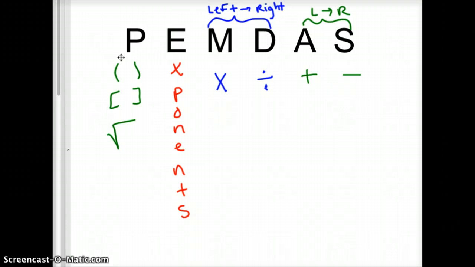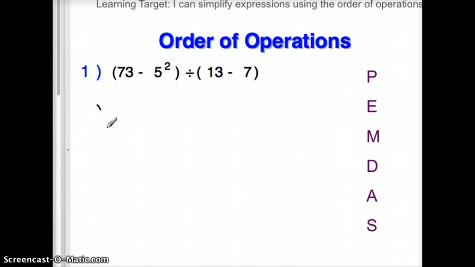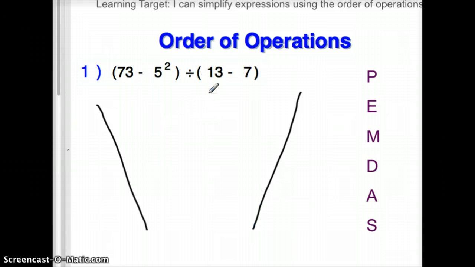So that's PEMDAS. Now that we remember what it is, let's actually do a problem, okay? Order of operations. Here's one thing that I like to remember. When I do order of operations, your answer should always reduce to a single number. So we start with this big expression, and step by step we reduce and reduce. We get smaller and smaller and smaller as we go. Okay, so if I'm looking at this problem, I know that I'm supposed to do P first, parentheses. So where do I start?